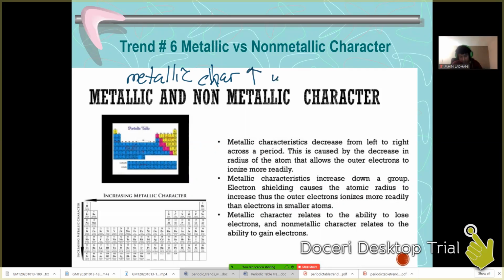Increases with the ability to lose an electron. So francium would have the most metallic character of any element on the periodic table. So as I move across the periodic table from my metals to my non-metals, that metallic character is going to decrease. Because I move over to my non-metals that don't want to lose electrons, they in fact want to gain electrons.